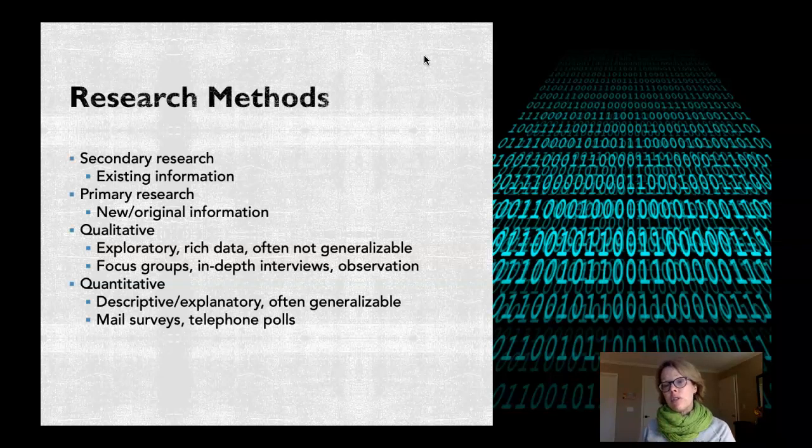There's two different kinds of research, two broad categories: qualitative and quantitative. Qualitative is more exploratory. It's more interviewing, observation, focus groups. It's not as numbers oriented. Quantitative is more numbers oriented. You'd have exact mail surveys, telephone polls, where you'd have yes or no answers, or whatever your questions might be, that you could put into data.